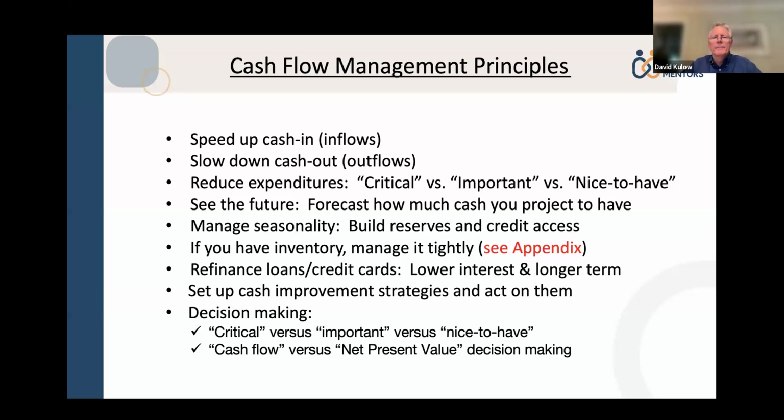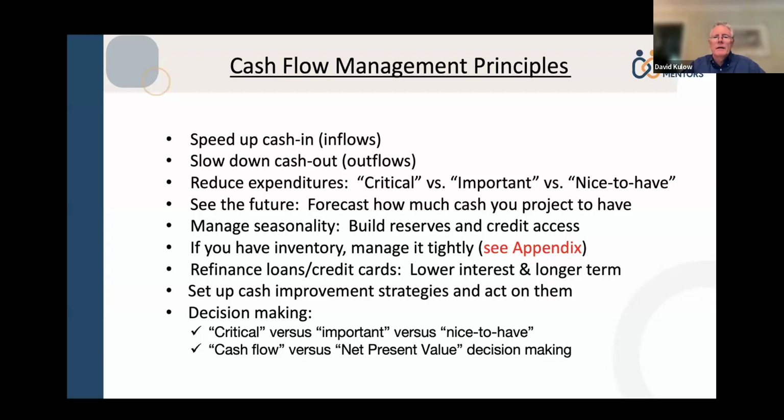See the future. Forecast how much cash you project to need, manage any seasonality that you have, and build reserves and credit access if you need it. And if you have inventory, manage it tightly. I'm not going to go into managing your inventory, but there are some tips, and we put that as an appendix at the end. So that's something that you can reference as well.